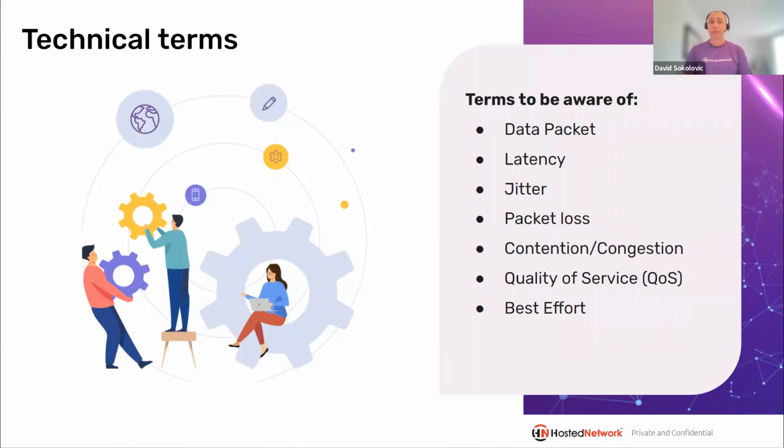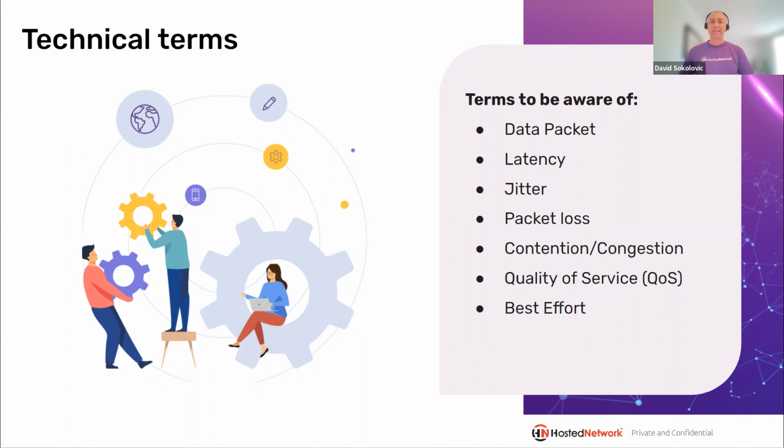Another term to be aware of is latency. Latency is the time it takes for those data packets to travel from source to destination, and latency is measured in milliseconds. Another term you should be aware of is jitter. Jitter is the measurement of the variation of latency, and again, that's measured in milliseconds. Another term is packet loss. Packet loss doesn't just refer to packets that are lost, but also to packets that are sent out of order or packets that arrive too late to be used.